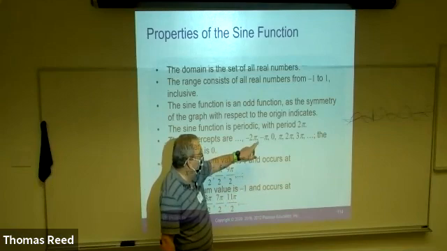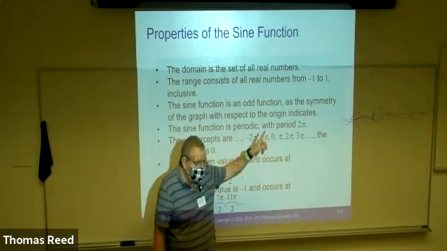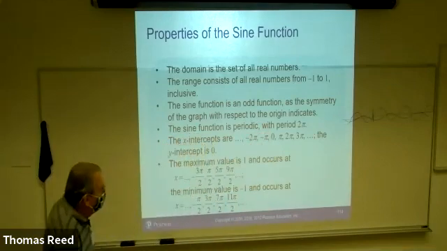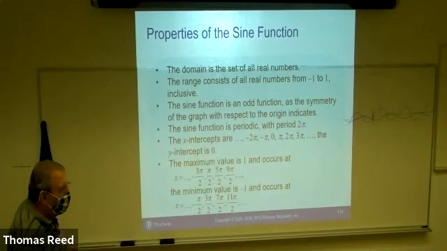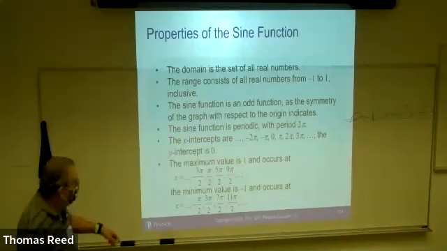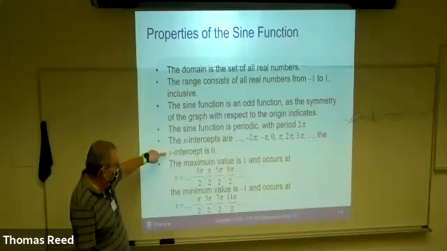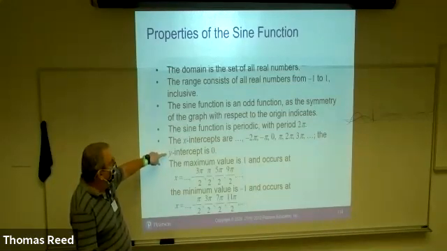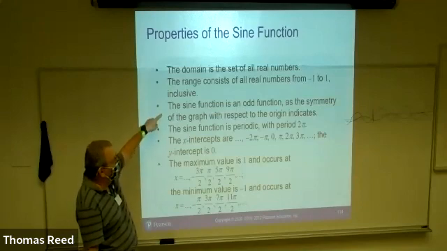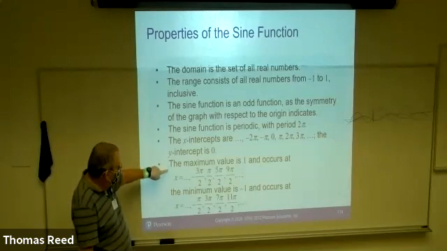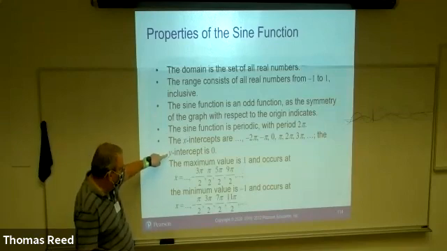-2 pi, -pi, 0, pi, 2 pi, 3 pi, 4 pi, 5 pi, 6 pi, all the way down. So the whole number multiples of pi are going to hit the x-axis in the positive and negative direction, and it goes through the point 0, 0. Because the y-intercept is 0, and that falls in line with the fact that it's an odd function. Although not all odd functions have a y-intercept. But if they do, the y-intercept will be 0.